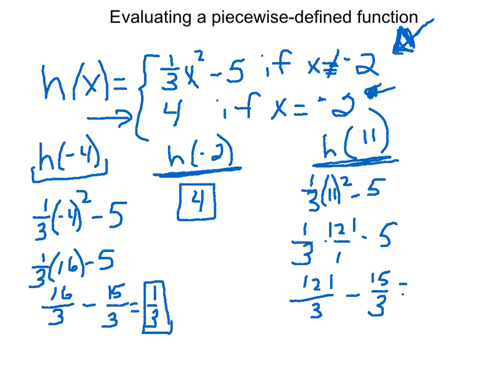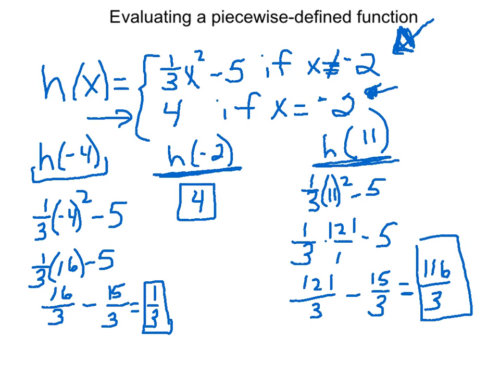121 minus 15 will give me 116/3, and that will not reduce, and I'm not going to change it to a mixed number. I am just going to leave it the way it is, and that is the ugly answer, but that's okay. I did the rules, I followed the rules, I simplified, I applied order of operations, so that's all set. Alright, let's try another one.